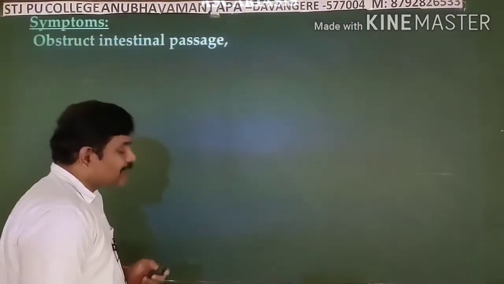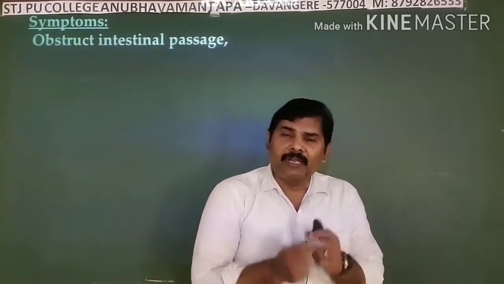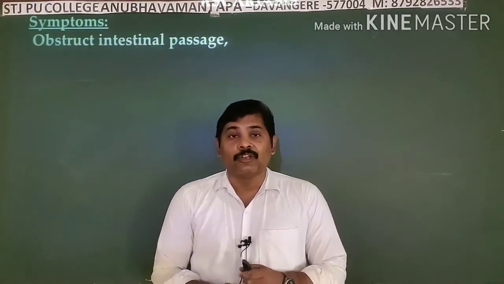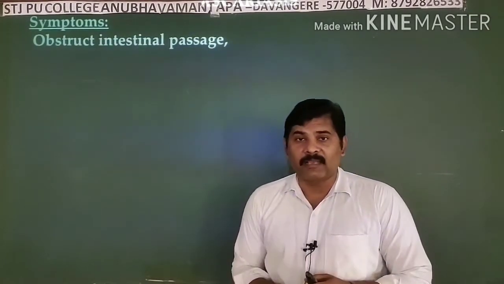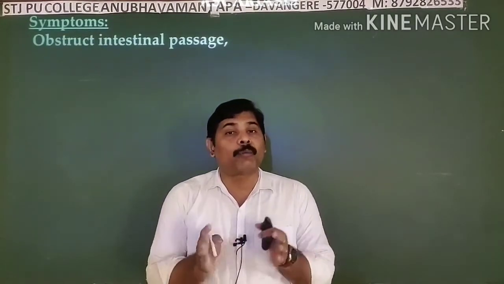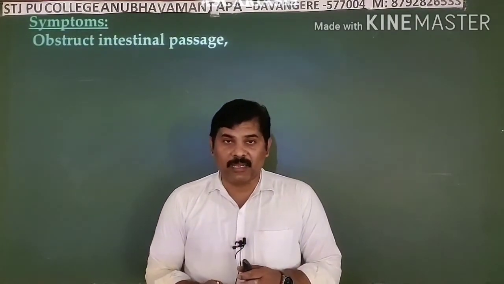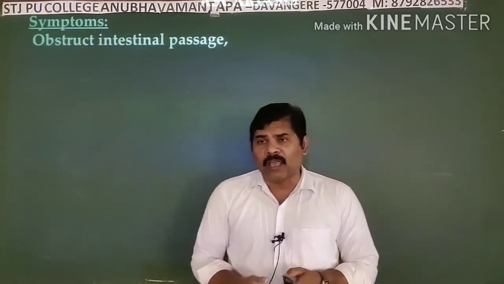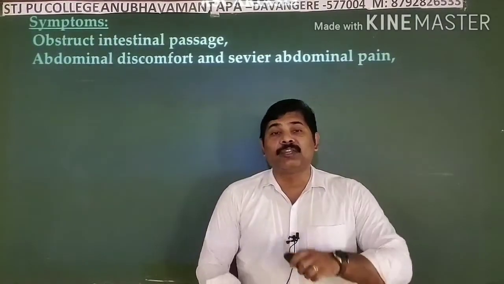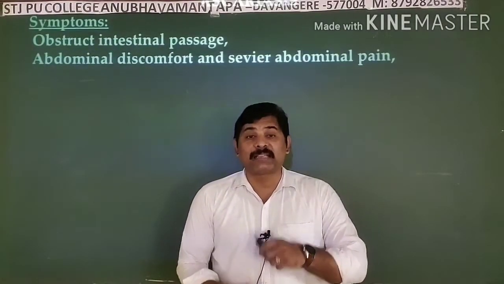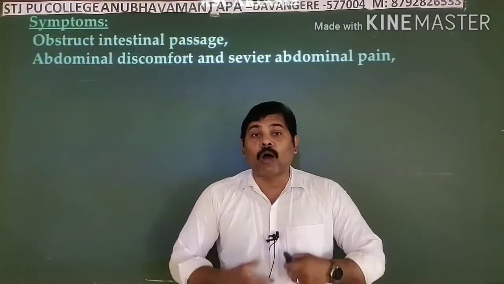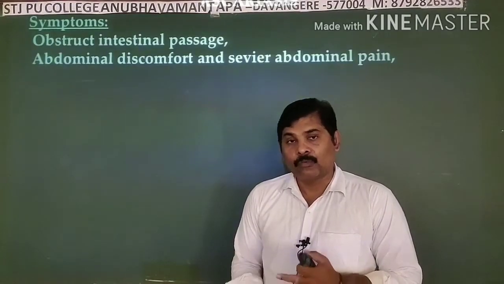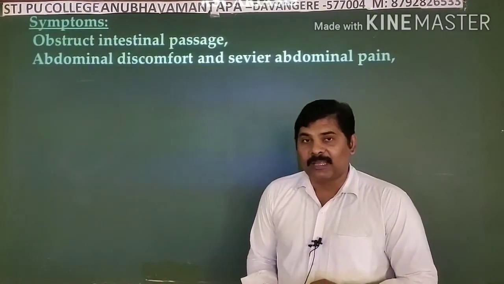Now let us see what the symptoms of this disease will be. The very important thing: these parasites, as I said, are present in your intestine. So blockage of the intestine takes place because of the accumulation of a large number of these worms in your small intestine. So intestinal blockage is one important thing. As a result of this blockage, you can find discomfort in your abdomen, and in the severe condition when the worms are more, you experience severe abdominal pain also. Point clear?